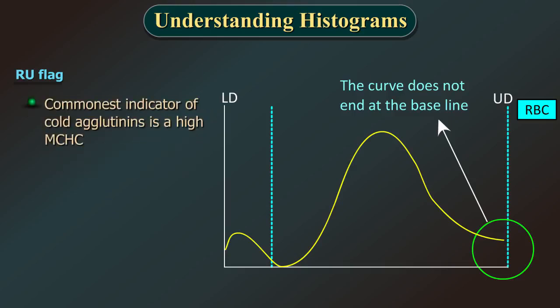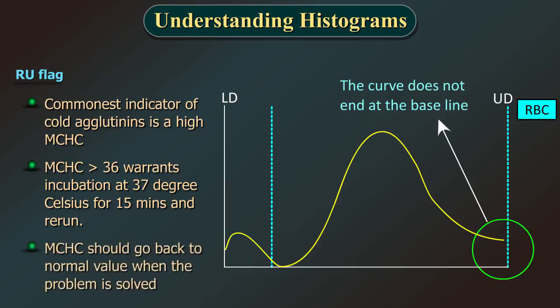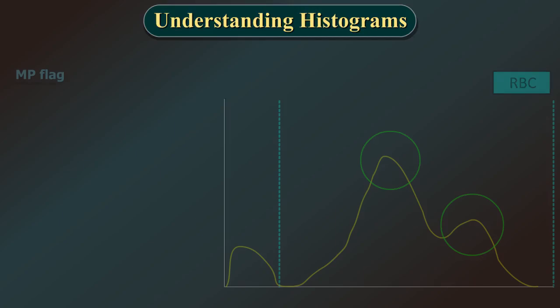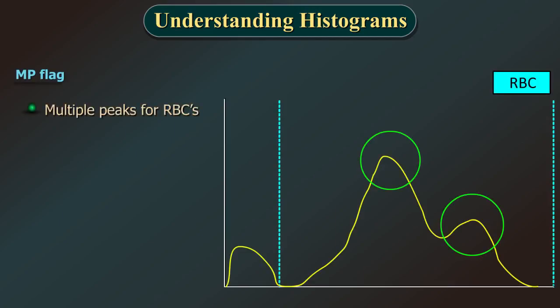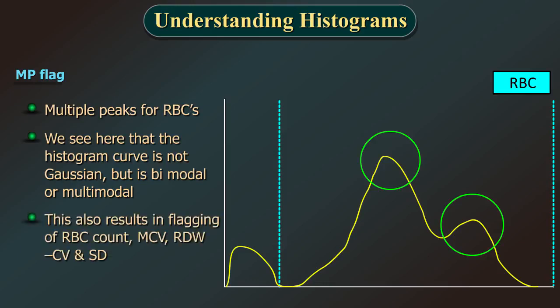The commonest indicator of cold agglutinins is a high MCHC. An MCHC greater than 36 warrants incubation at 37 degrees Celsius for 15 minutes and rerun. MCHC should go back to normal value when the problem is solved. MP flag, multiple peaks for RBCs. We see here that the histogram curve is not Gaussian, but is bimodal or multimodal. This also results in flagging of RBC count, MCV, RDW.